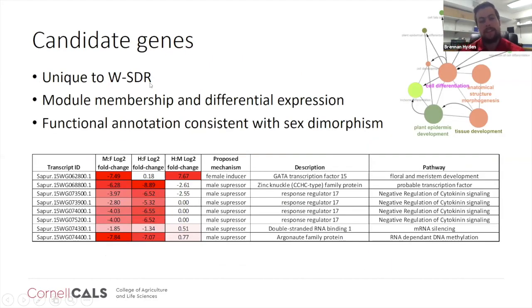So using these different methods, I identified a series of candidate genes located in the SDR, narrowing it down from about 400 genes to about 8 genes. These are genes that are, first of all, unique to the WSDR, so they're present on chromosome 15W and in females, but absent from 15Z and thus absent from males.